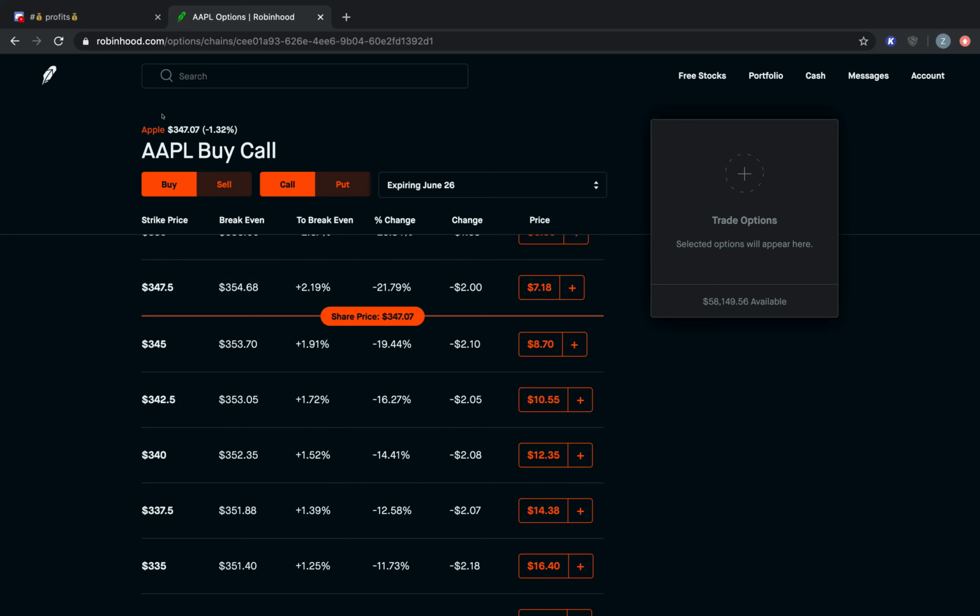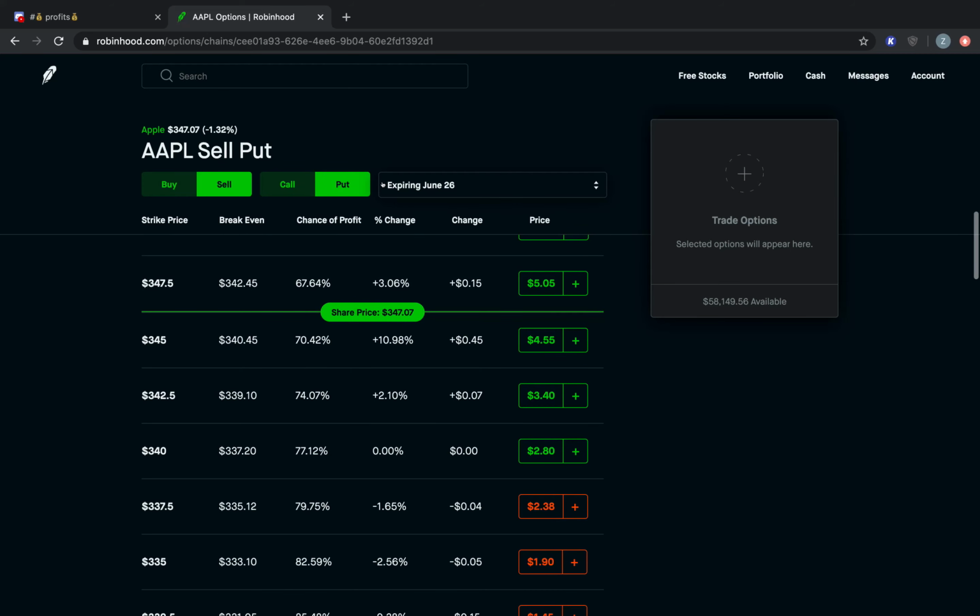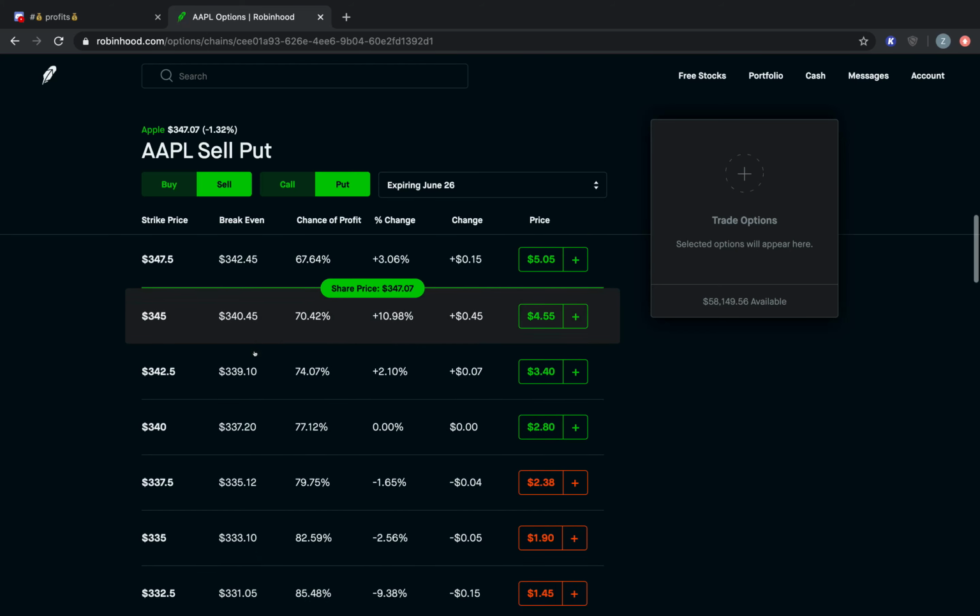So for Apple, these last few weeks, I've been trading mostly put credit spreads just because Apple seems to only want to go up. And that's okay because we can take advantage of that with credit spreads. So we're going to go over here to sell a put. Before you buy anything, you're first going to sell. And that's the premise of this strategy.